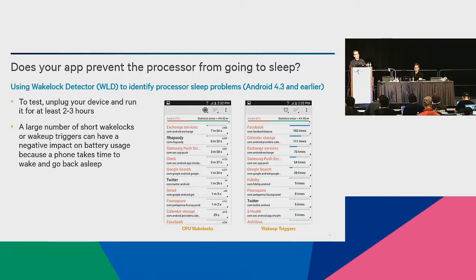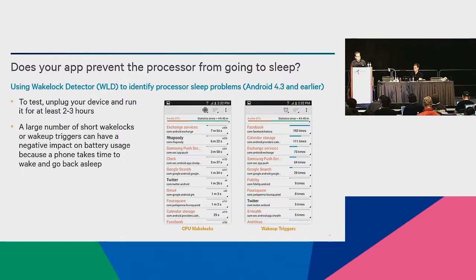You run it, you unplug your device, let it run for 2 to 3 hours, and it's going to tell you the duration of wake locks held. In this case, Exchange Services was number 1. Rhapsody was number 2, which is a music service which wasn't in use, yet it kept the processor awake 6 minutes. And then it also shows you the number of triggers.